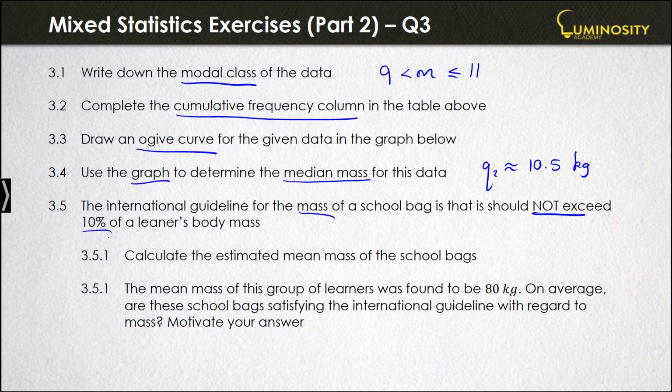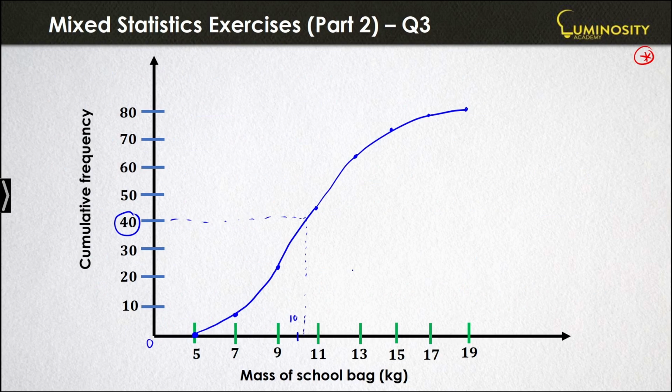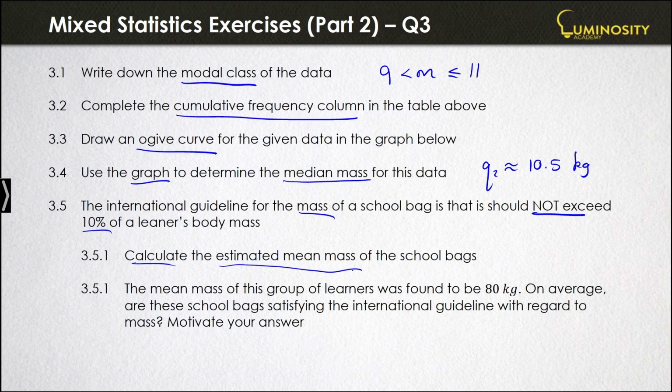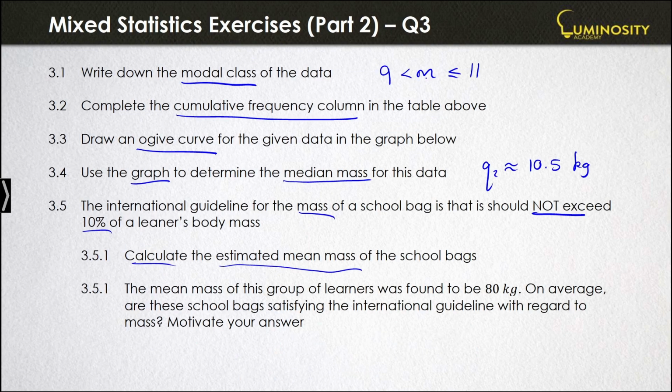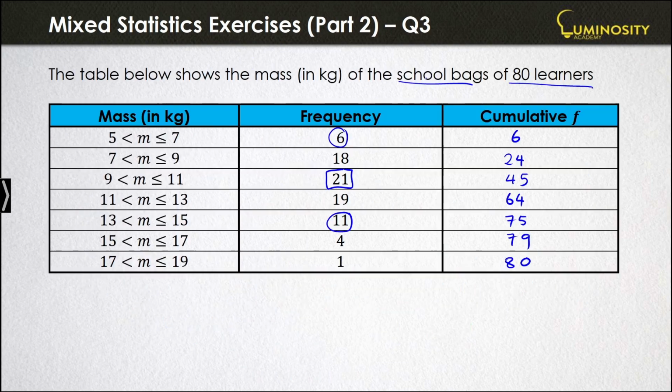Okay, so the first question is to calculate the estimated mean mass of the school bags. So now how do we do mean in group data again? So again, we use that specific formula. x bar is going to equal, similar to normal means, you're going to divide by your total, in this case, the cumulative frequency of 80. But this time, you are going to take the frequency f and multiply it by the midpoint of your interval. So that is the established formula for the mean of group data.